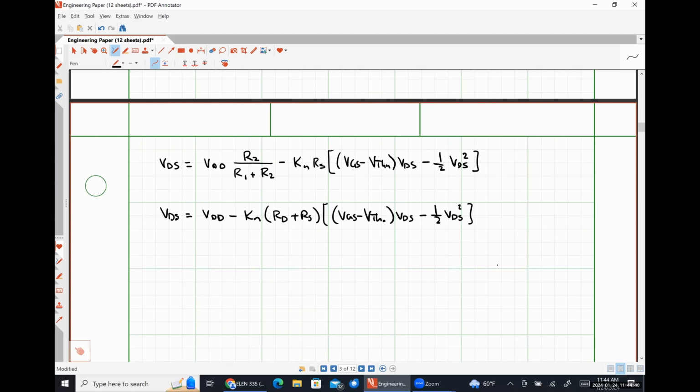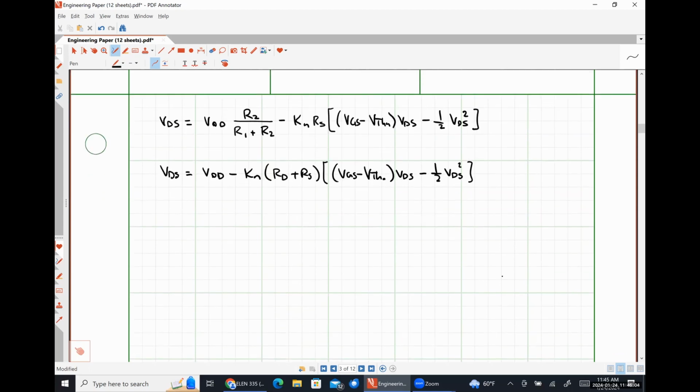Because VDS is squared here, which means we're also going to have two solutions, only one of which is actually going to give us triode mode operation. So not only did we find out that our saturation mode assumption was wrong, now we have to do even more work to make sure that we get the right triode mode solution, okay? So we have two solutions.